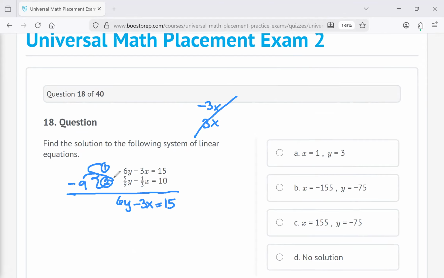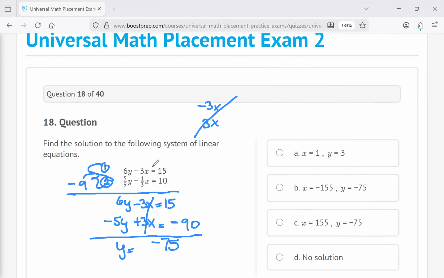So -9 times 5/9 y is -5y. And then -9 times -1/3 is +3x. And then -9 times 10 is -90. Add them up, that cancels. 6y minus 5y is y. 15 minus 90 is -75. Okay, so it's either B or C.